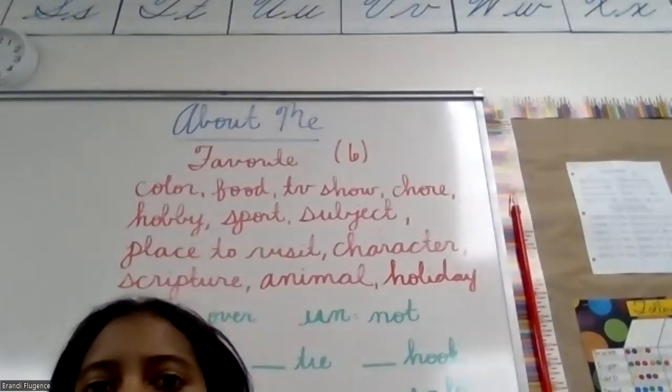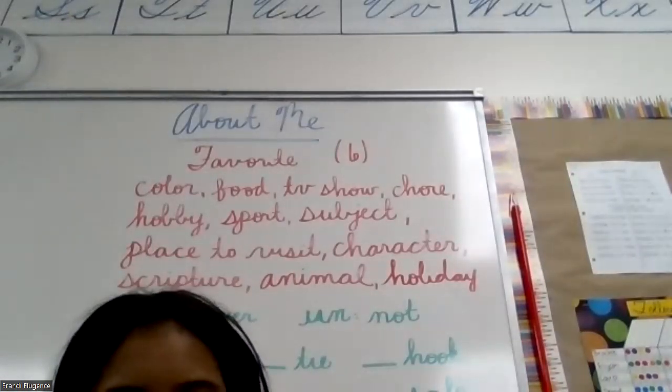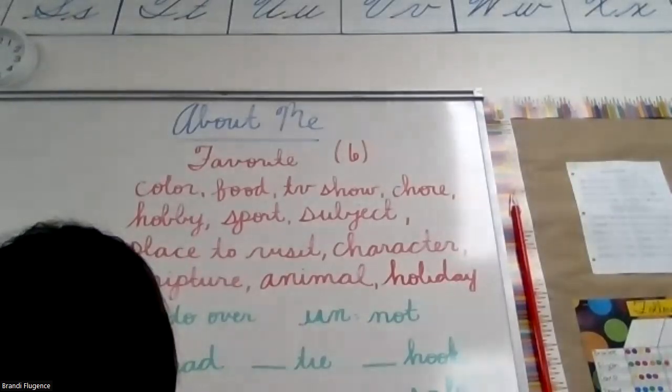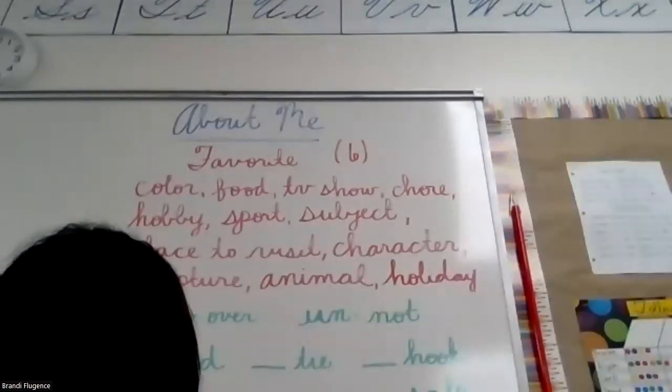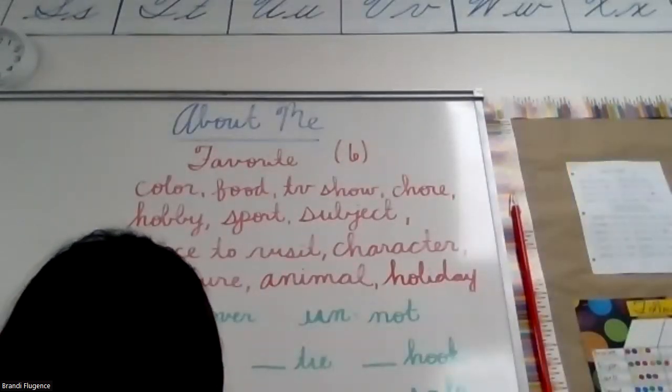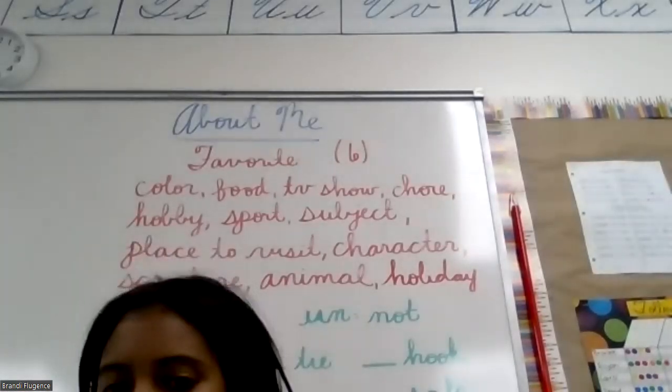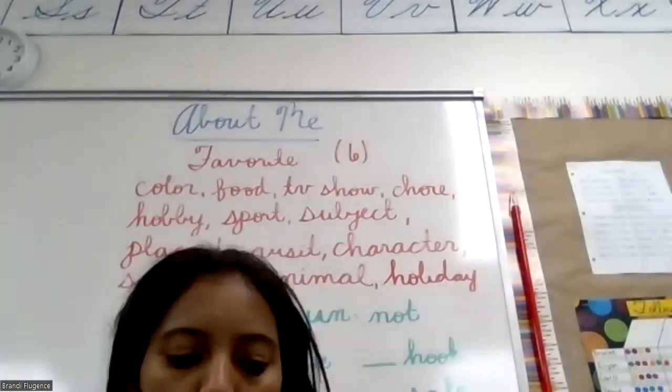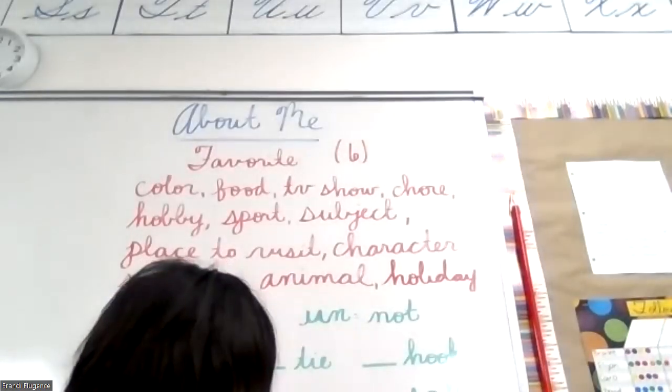He's. How do we write he's? H-E apostrophe S. Good. Next one, we're.